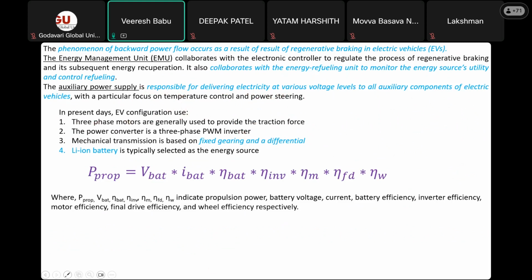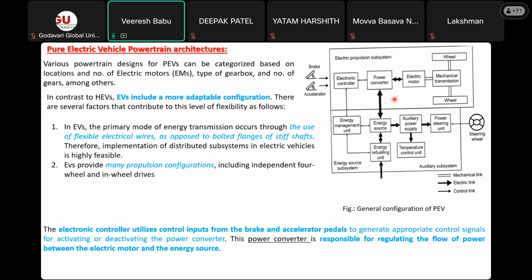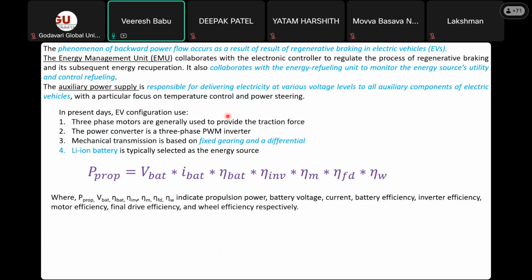In present days, EV configurations use three-phase motors. I am trying to show you in this one. This motor I mentioned may use a three-phase motor. The power converter is a three-phase pulse width modulation inverter, with mechanical transmission based on fixed gearing and differential, and a lithium ion battery. Nowadays, the most advanced battery in the market is the lithium ion battery, so it is typically selected as the energy source.